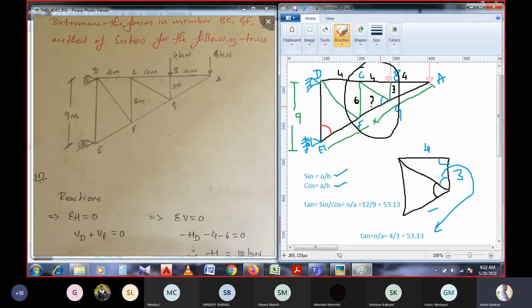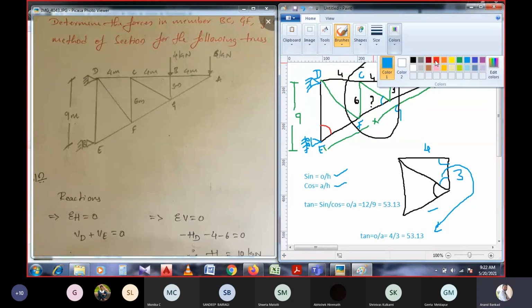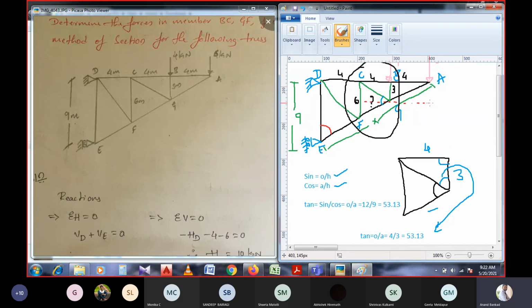This angle, see, I will just take a section over here like this, and this is horizontal and this is vertical, right? So for this it is 90°. All of you agree with this? So in this 90°, if you have this angle as 53.13, then we can calculate this angle by referring to 90 minus 53.13. Are you getting?